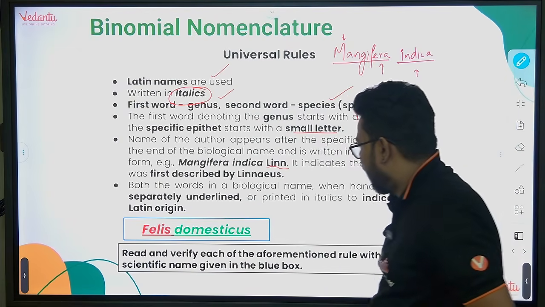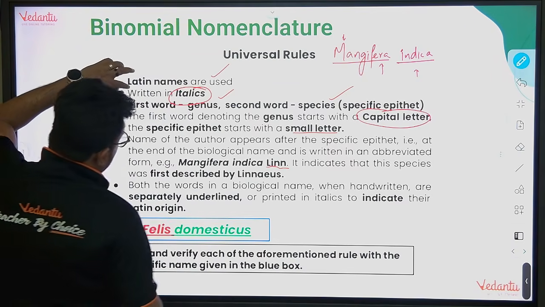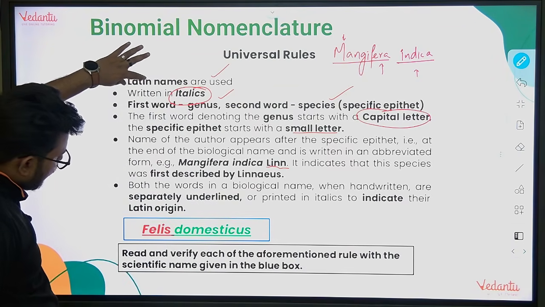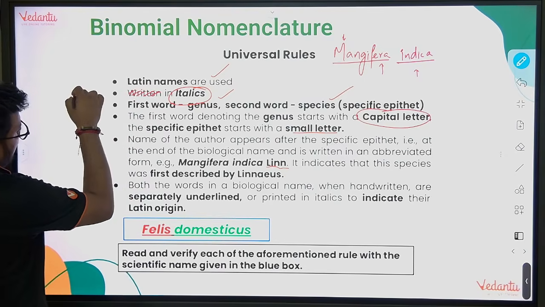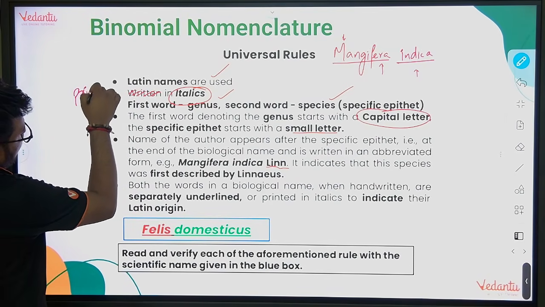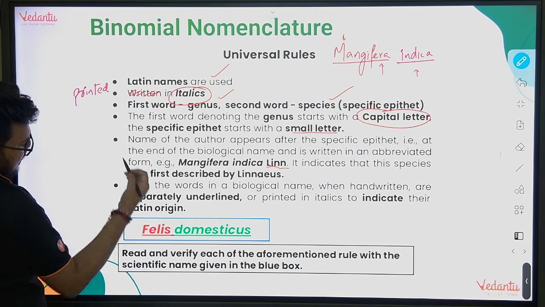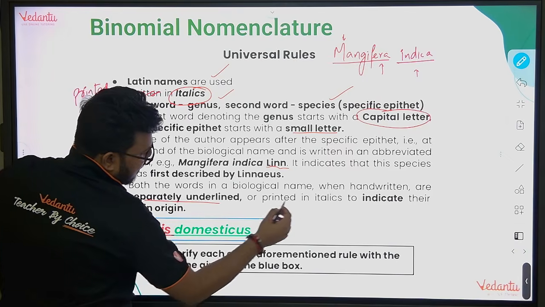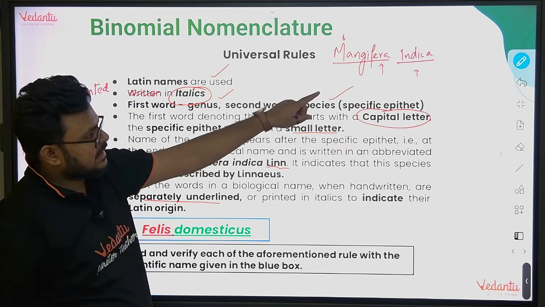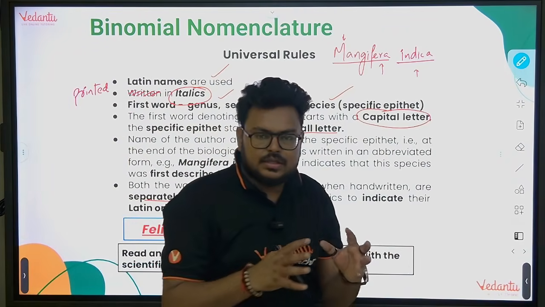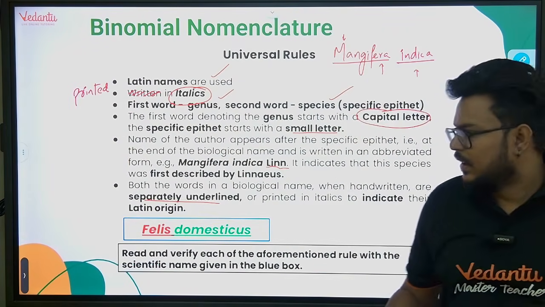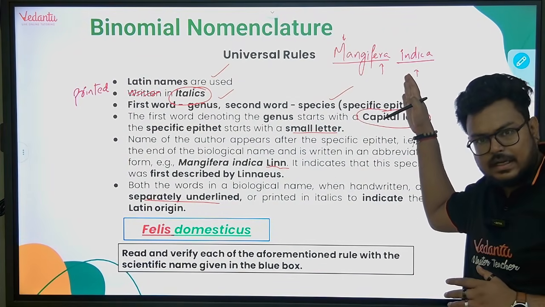One thing I want to correct here: it should be printed, as I mentioned here, not written. When it is printed, like in your books, it will be in italics. When it is written, it is underlined. And one more thing, guys, it has to be underlined separately. You cannot underline it together. So separately you have to underline it.